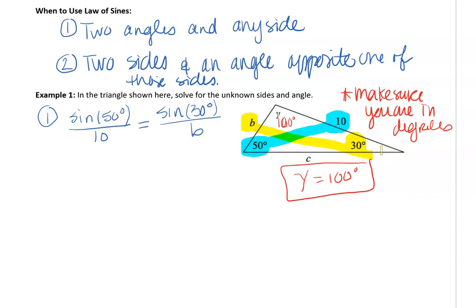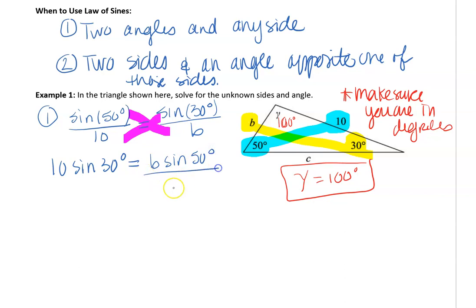So now I'm going to solve this out just by cross multiplying and then dividing. When I multiply in this direction, I get 10 sine of 30 degrees equal to, multiplying now in this direction, just solving a proportion here, B sine of 50 degrees. Then to get B by itself, I'm going to divide both sides by sine of 50. So B is going to be equal to this value.